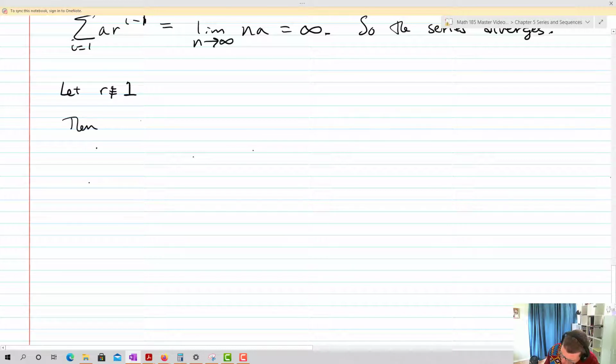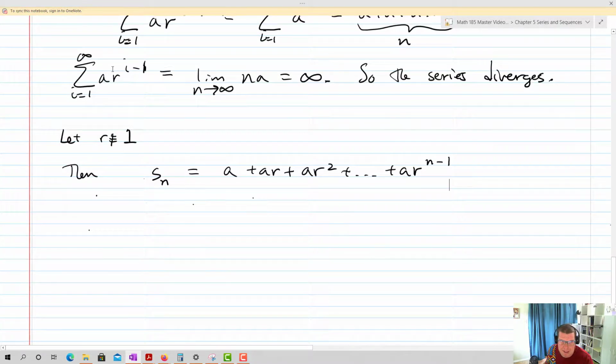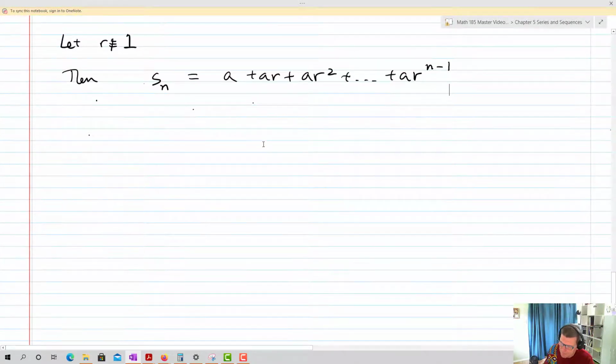Then we'll look at the partial sums, and Sn is going to end up equaling a plus ar plus ar squared plus ar cubed, and then this will all go up to ar to the n minus 1, right? So we don't quite have all the way up to ar to the n, but just ar to the n minus 1, okay? Because that's the last term. I is n, so to the n minus 1.